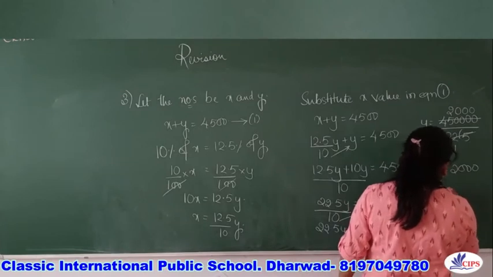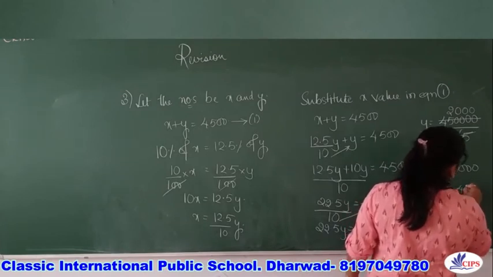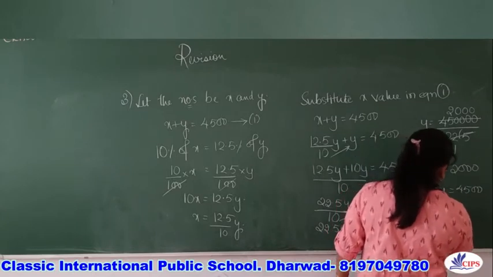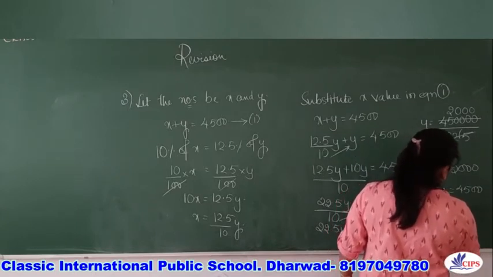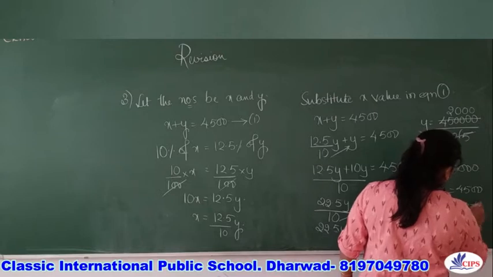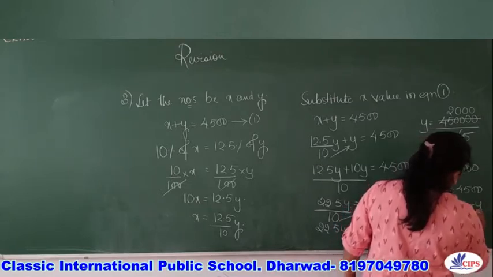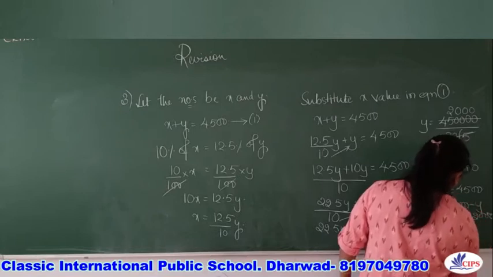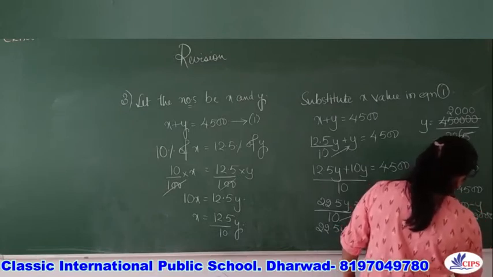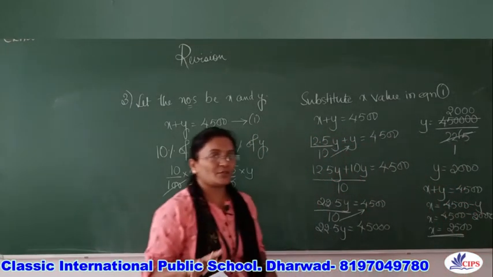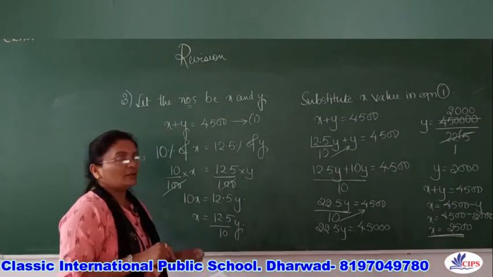Next, what's the value of x now? So x plus y together is 4500, isn't it? So we know the value of y. So x is equal to 4500 minus y. So x is equal to 4500 minus 2000. So x value will be 2500. Understood? Read the question properly and then assume the numbers.